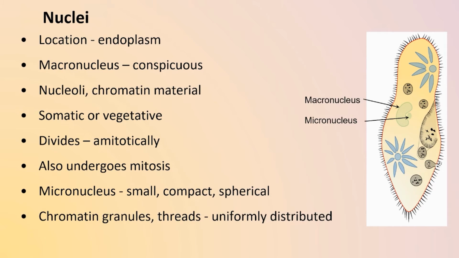Fine chromatin granules and threads are uniformly distributed throughout the structure. The micronucleus divides mitotically and controls reproduction. The number of micronuclei varies with the species. It is 1 in Paramecium caudatum, 2 in Paramecium aurelia, and many in Paramecium multimicronucleatum.